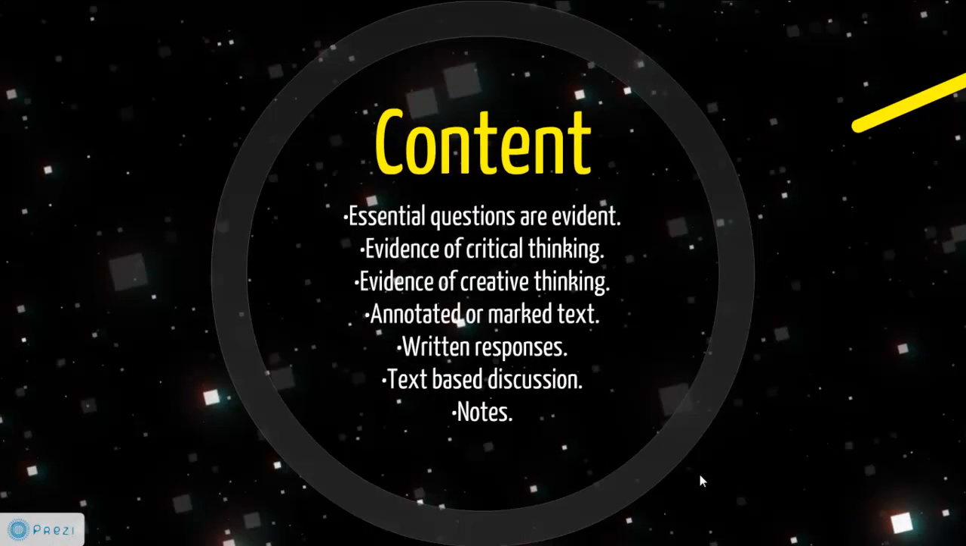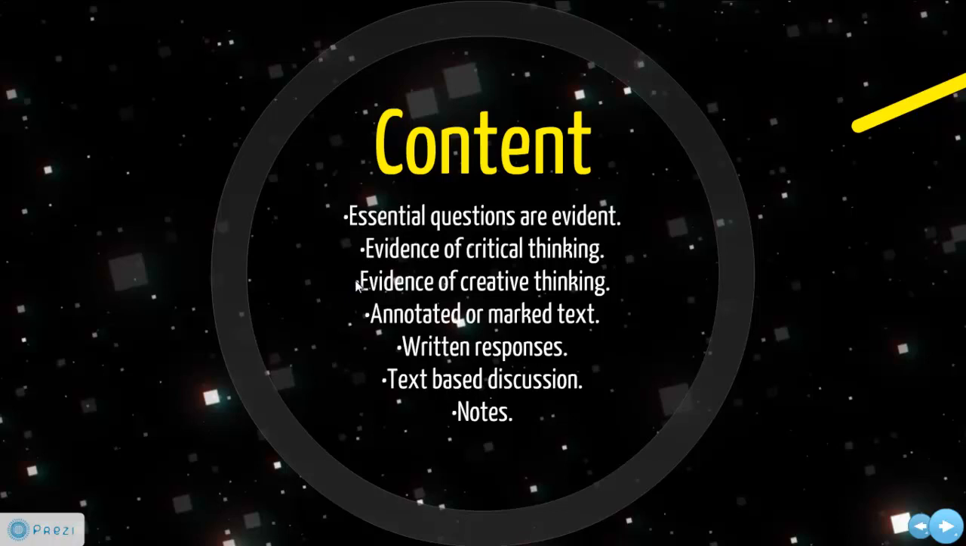Next, we'll look at observable behaviors that relate to classroom rigor within the context of content. First, are essential questions evident? Was the objective of the lesson clear? Next, is there evidence of critical thinking? Meaning, are students displaying the ability to evaluate information and opinions systematically?